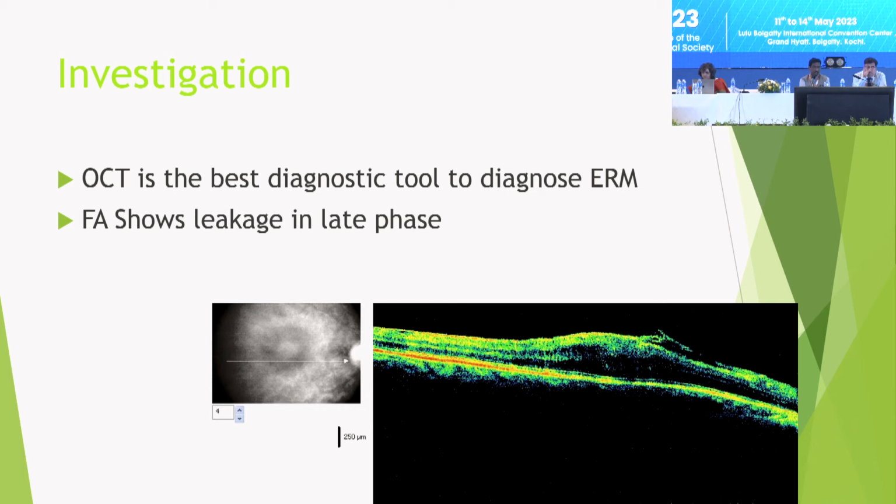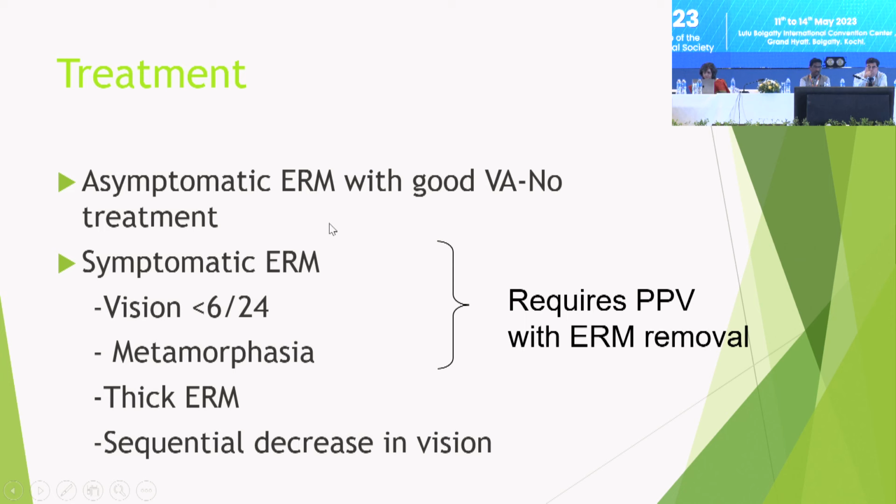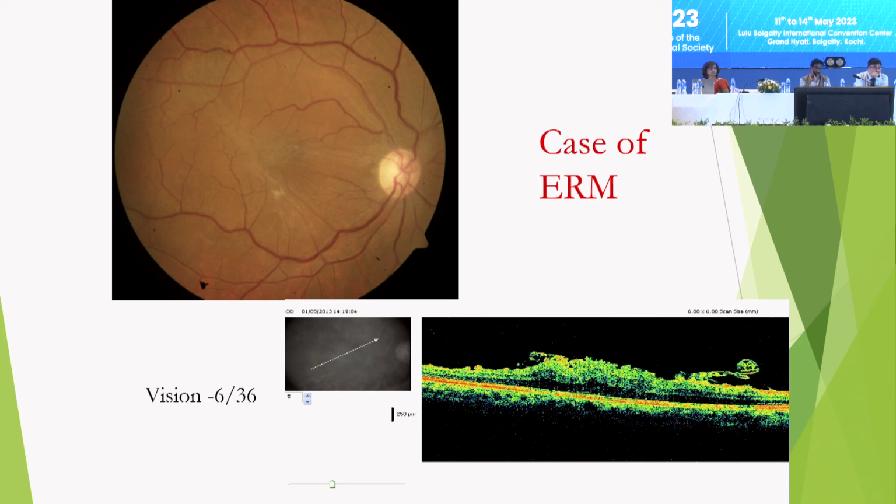Coming to the treatment, for an asymptomatic epiretinal membrane with good visual acuity, no treatment is required. If the patient's vision is decreased, the patient is symptomatic, that means vision is less than 6/24, metamorphopsia, if there is a thick epiretinal membrane, and if you can document a sequential decrease in vision, then it will require a pars plana vitrectomy with epiretinal membrane removal.